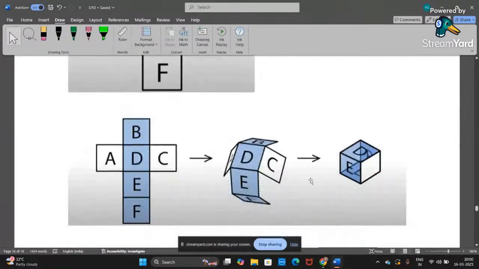Look here. These are the sequence. Yes, right? For A, C is the opposite, right? And for D, F will be the opposite. For B, E will be the opposite. By looking at this, we can analyze which are the opposite faces.